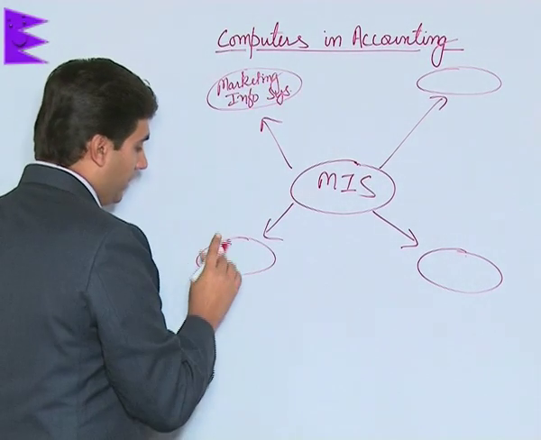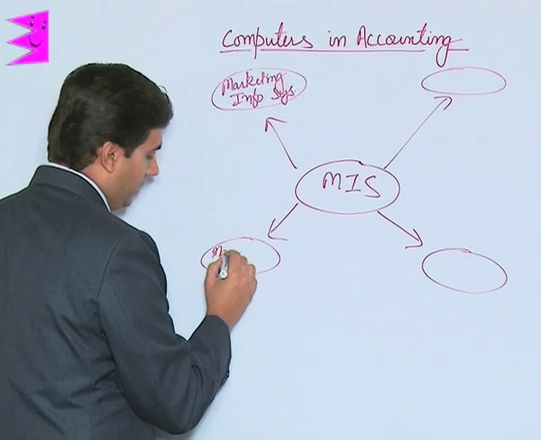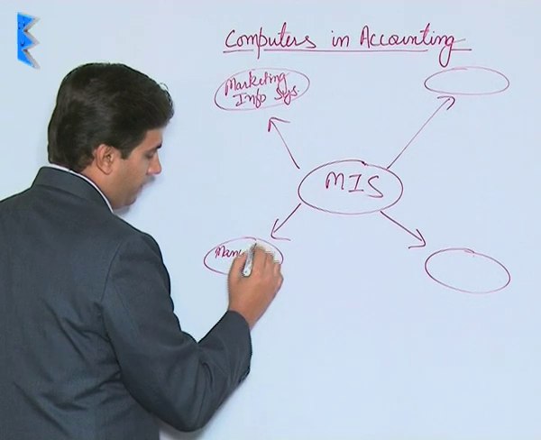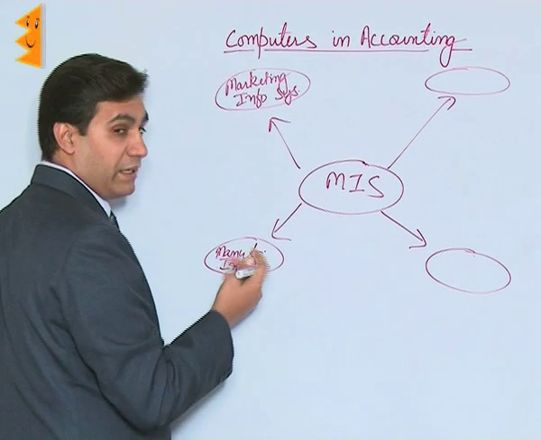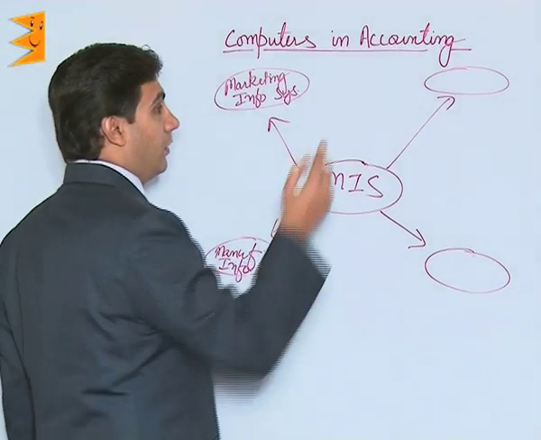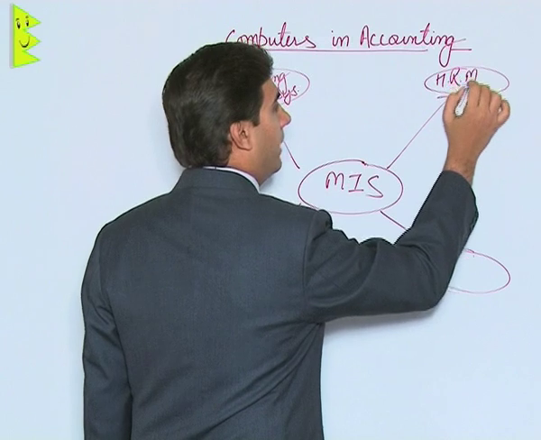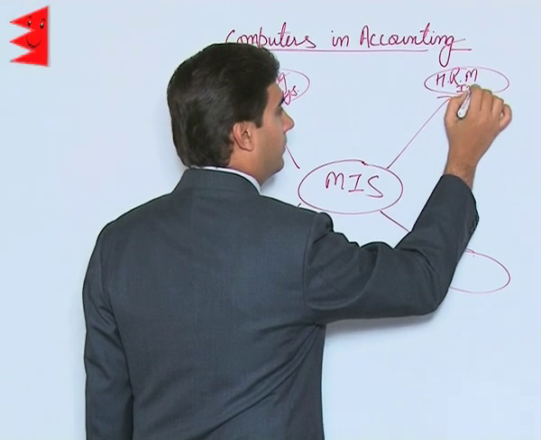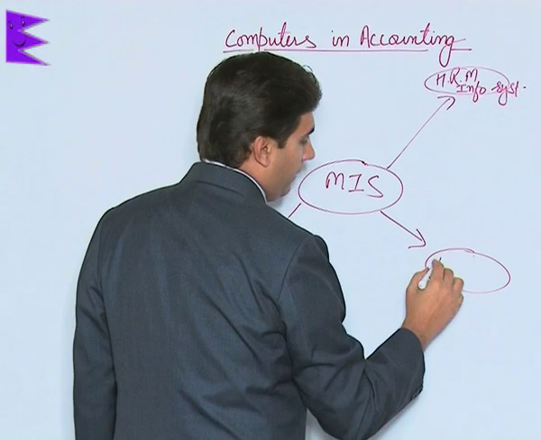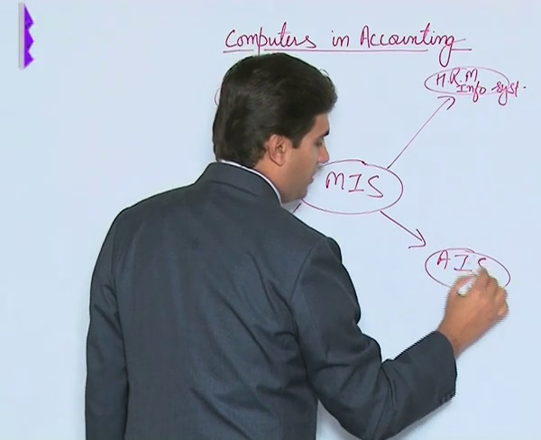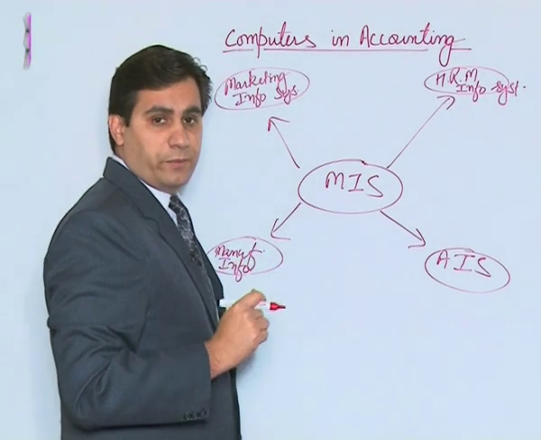then it can be manufacturing information system, or factory information system. It can be human resource management information system, HRM, and it can be accounting information system. AIS stands for accounting information system.